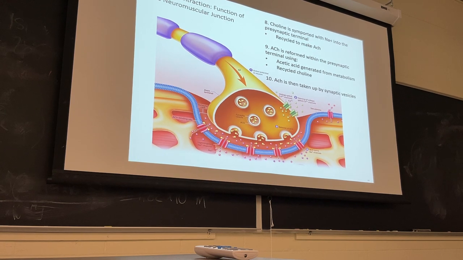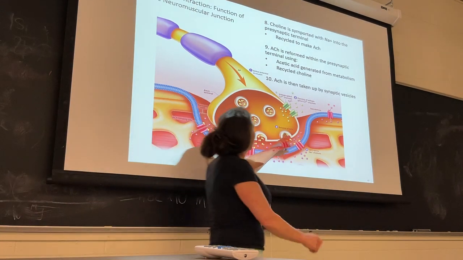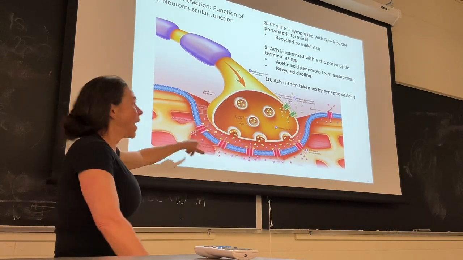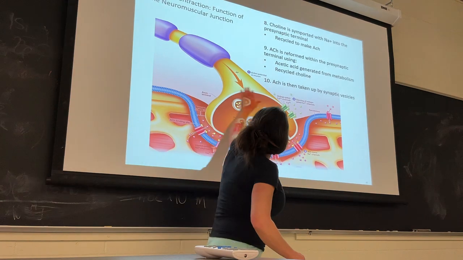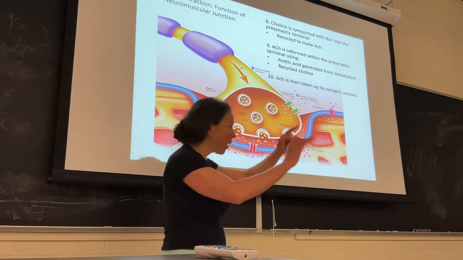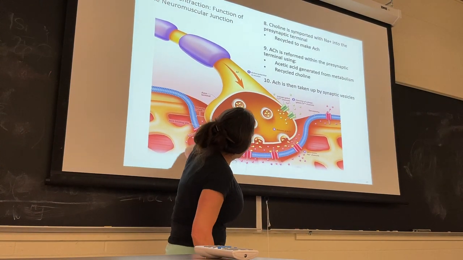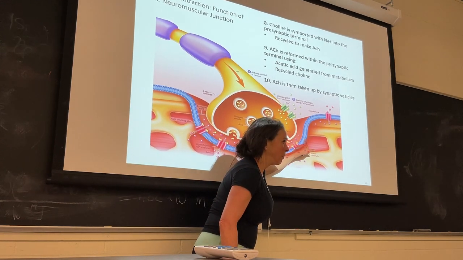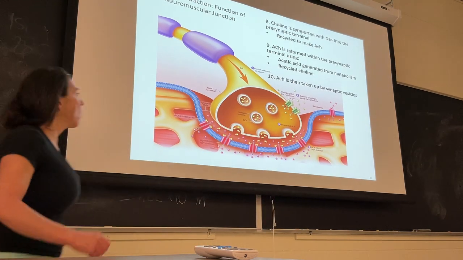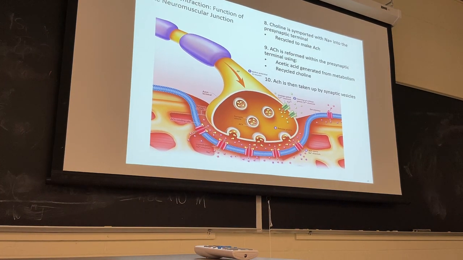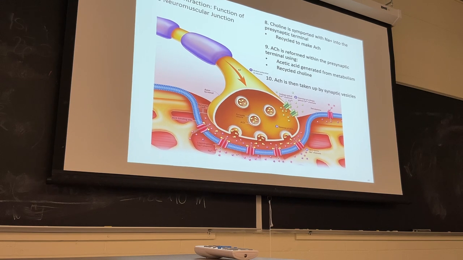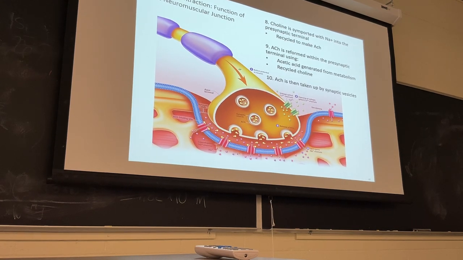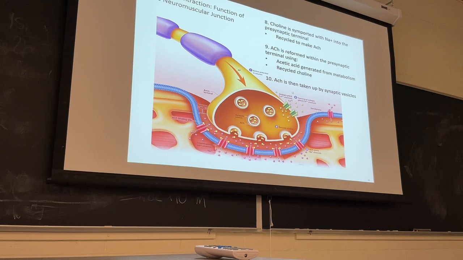Propagated down the axon. It makes its way down to the presynaptic terminal, right here. Remember your three components: presynaptic terminal, synaptic cleft, postsynaptic terminal. That's step number one. The action potential is generated and propagated down the axon to the presynaptic terminal.